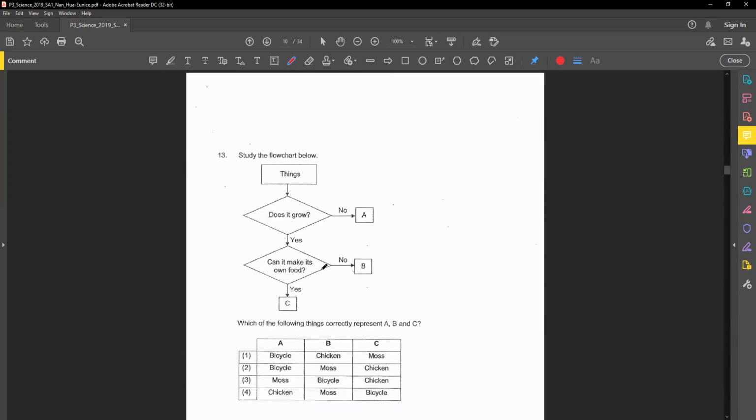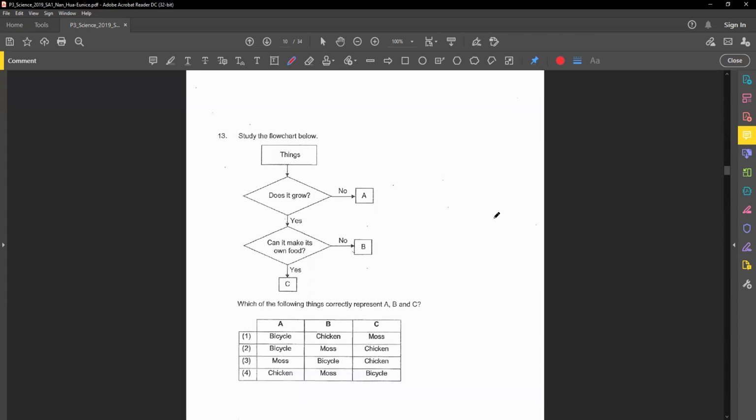Moving to question 13. According to the flowchart, A does not grow. So it is not a living thing and it must be a bicycle. So using elimination, option 3 and 4 are wrong. Moving down the chart, can it make its own food? C can make its own food, so it must be a plant. We know that moss is a plant, so option 1 is the correct answer.